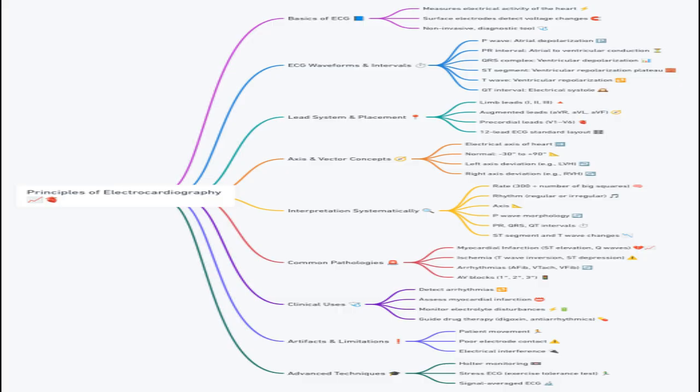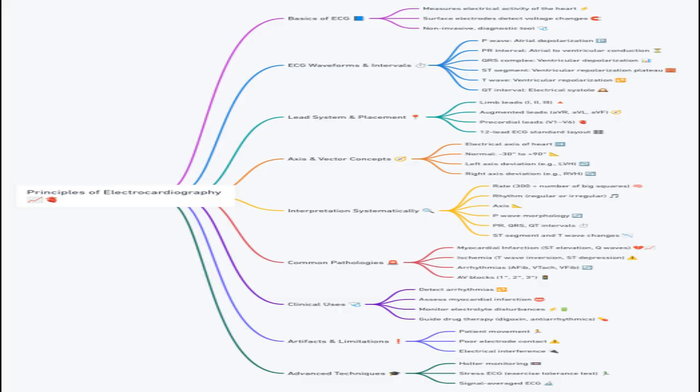The electrical dipole concept: each cardiac cycle generates a dipole during depolarization and repolarization, and the summation of these individual dipoles produces a net electrical vector, which is what the ECG records.